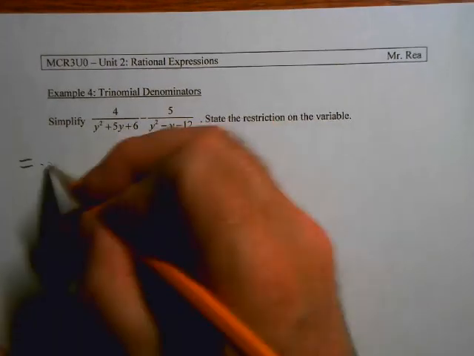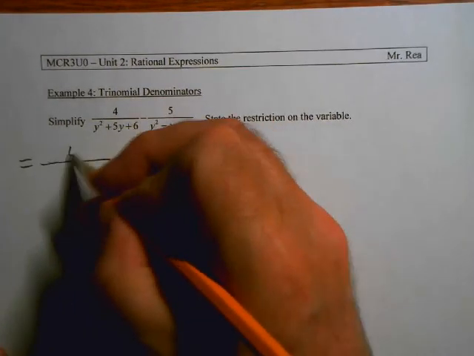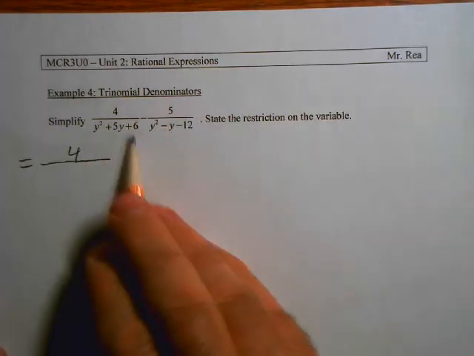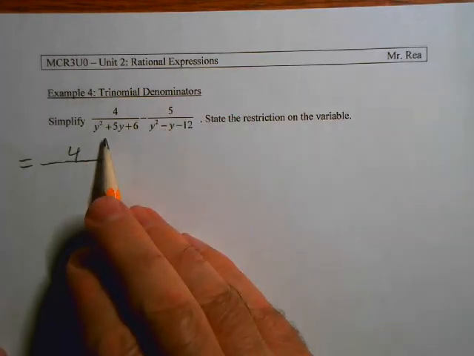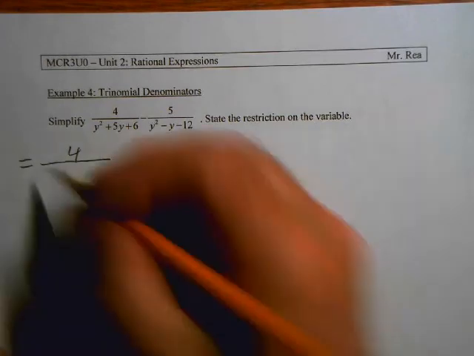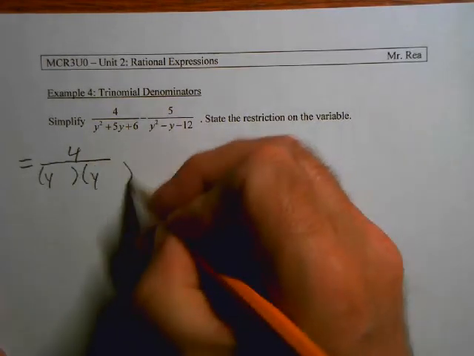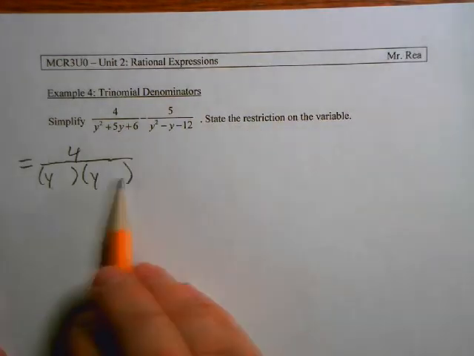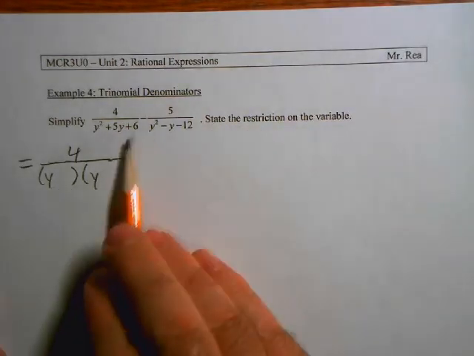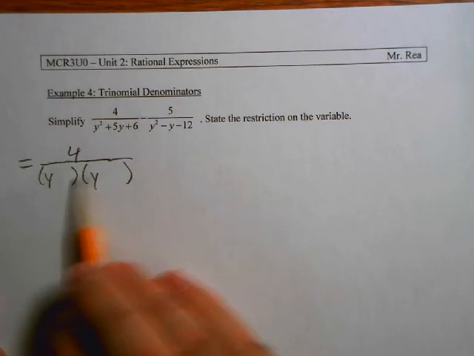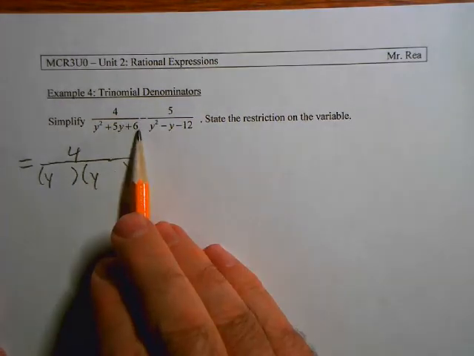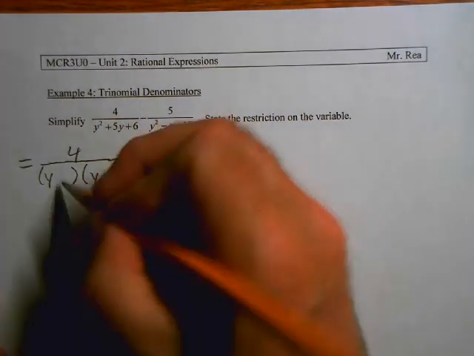So I'm going to have a 4 on the top. Now this is a simple trinomial. So you're going to have two factors if it is factorable, which it is. Two binomial factors that both start with y, and the numbers we're looking for here multiply to 6 and add to 5. Well, that's pretty easy, plus 3 and plus 2.